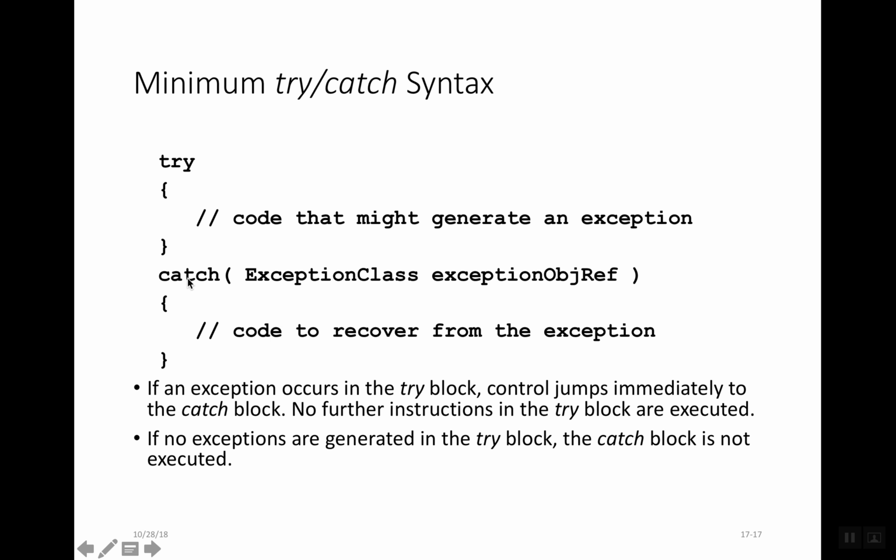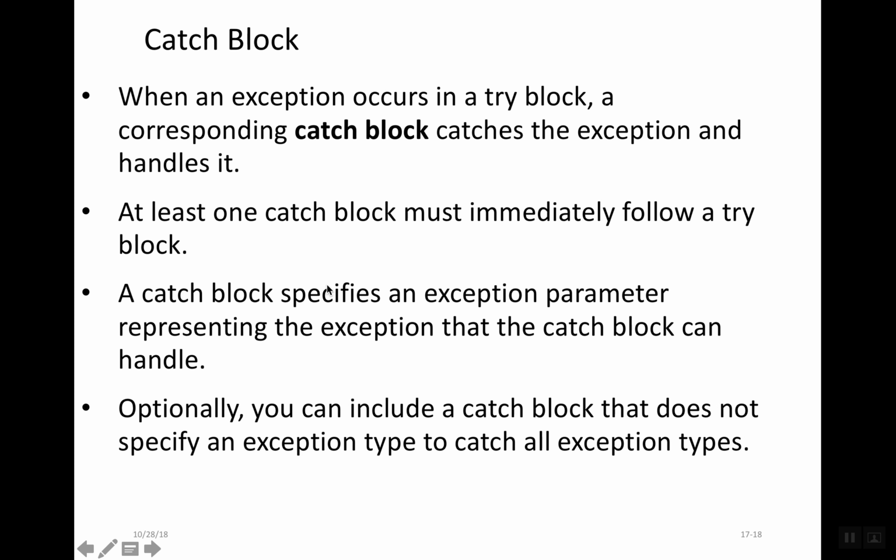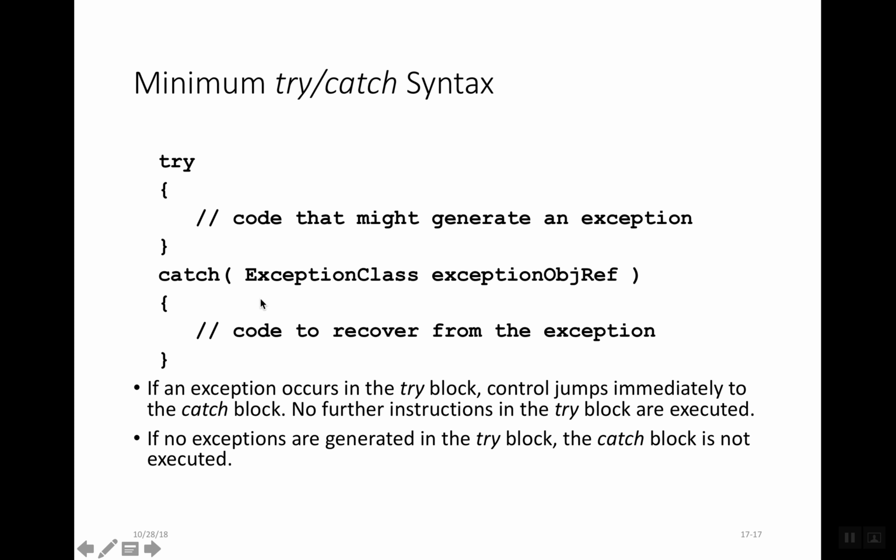Sometimes you may have a catch block without any specific exception type, and then it might be able to catch all kinds of exceptions, but that is not a good idea. You can have multiple catch statements. When an exception occurs in the try block, a corresponding catch block catches the exception and handles it. If we have multiple catch statements, we will see that later, and you need at least one catch statement.